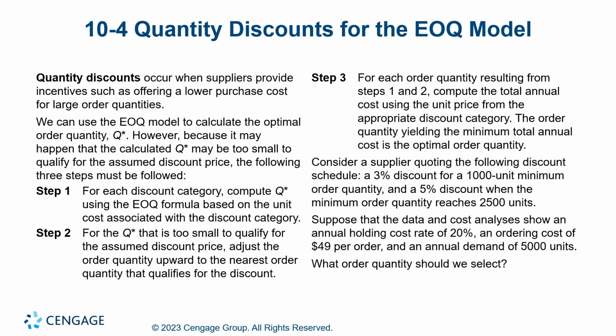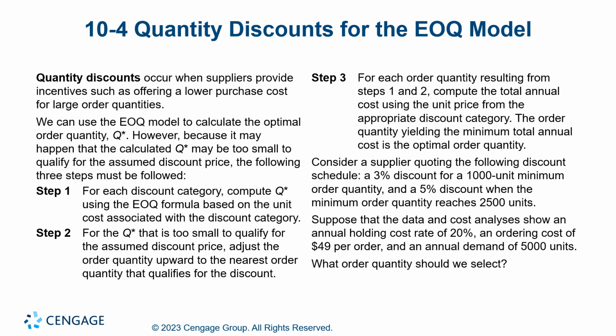Because it may happen that the calculated Q, or the Q optimal, may be too small to qualify for the assumed discount price, the following 3 steps must be followed. The first step is, for each discount category, we compute the Q optimal using the EOQ formula based on the unit cost associated with the discount category. Number 2 is, for the Q optimal that is too small to qualify for the assumed discount price, we adjust the order quantity upward to the nearest order quantity that qualifies for the discount.